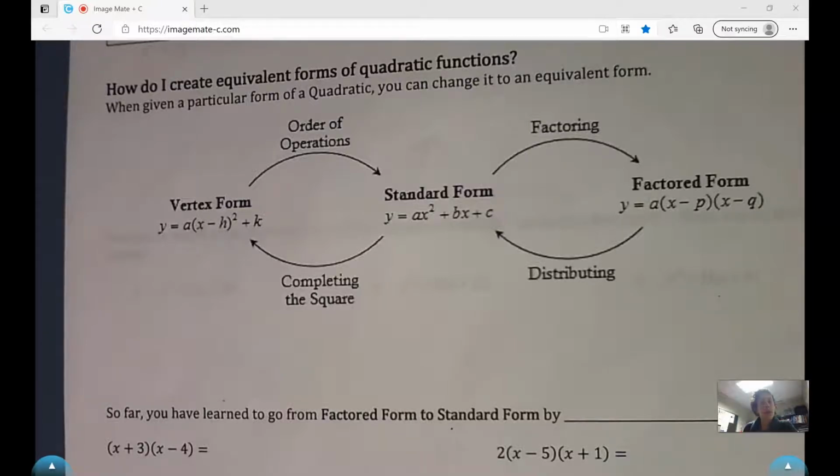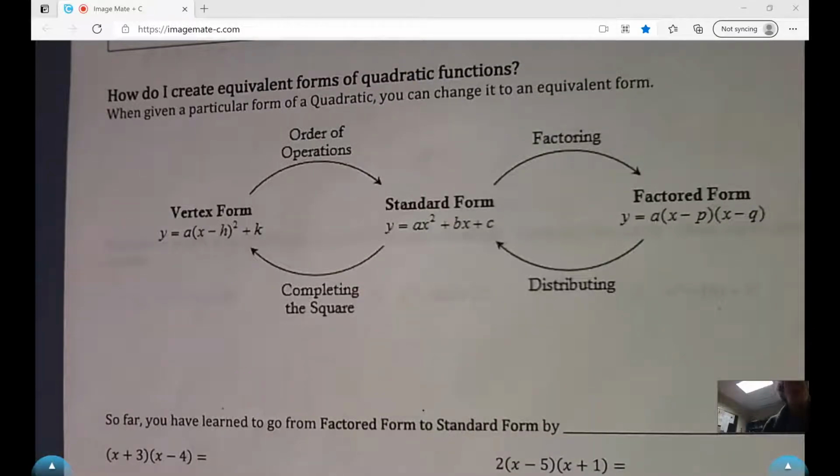So we are in your note packet and we are on page 11. And after that longer video, we're going to actually look at how you do this process called completing the square. And we're going to be doing this with our notes and not with those algebra tiles.